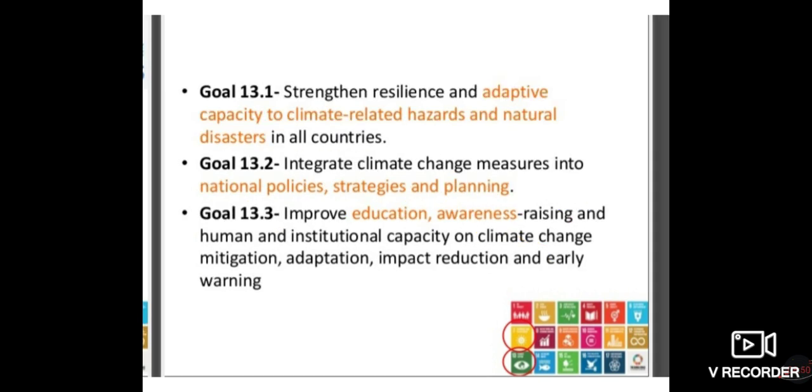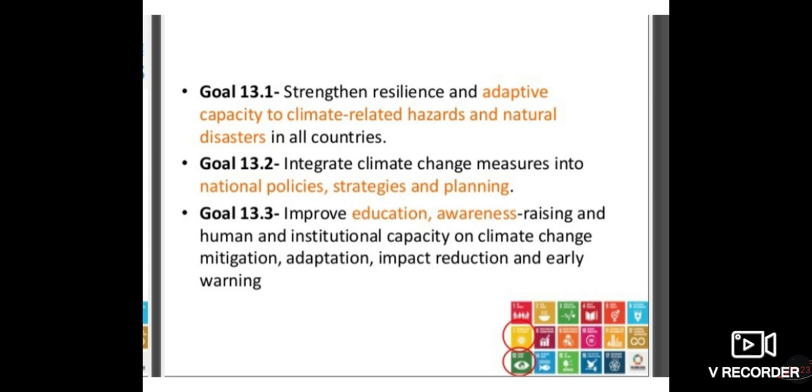Then another one, 13.1, strengthen resilience and adaptive capacity to climate-related hazards and natural disasters. It is trying to build resilience and adaptive capacity to climate-related hazards and natural disasters. If you look at the last 10 to 20 years, natural disasters have increased compared to previous years. So this sustainable development goal is focused on reducing climate-related hazards and natural disasters also.